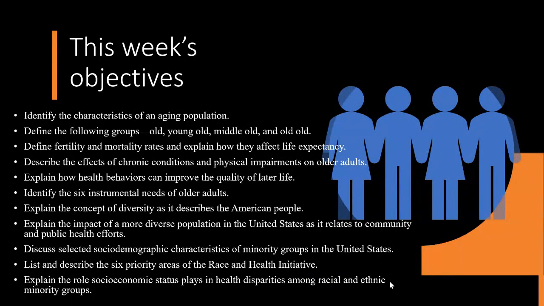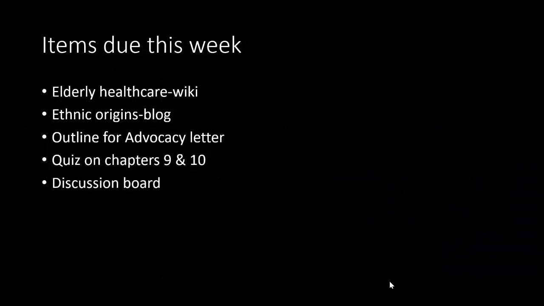Explain the impact of a more diverse population in the United States and as it relates to community and public health efforts. Discuss selected socio-demographic characteristics of minority groups in the U.S. List and describe the 6 priority areas of the Race and Health Initiative. And finally, explain the role socioeconomic status plays in health disparities among racial and ethnic minority groups.